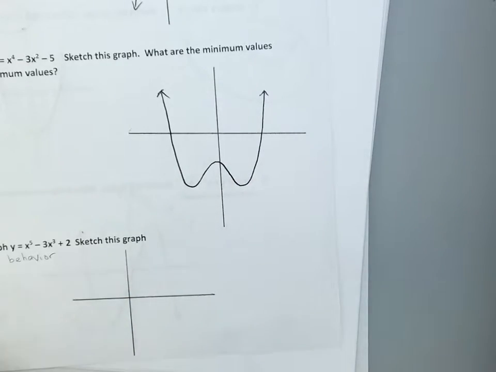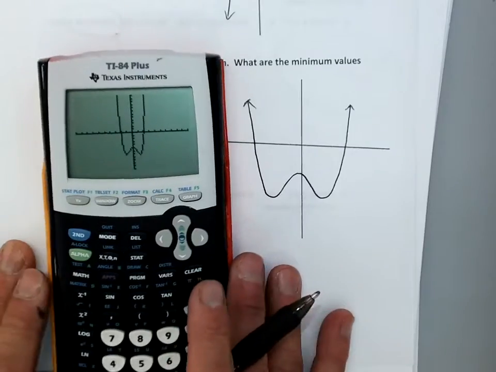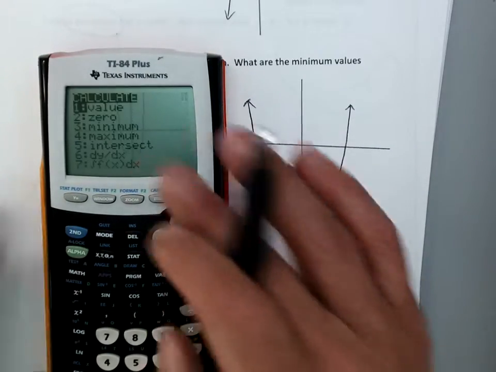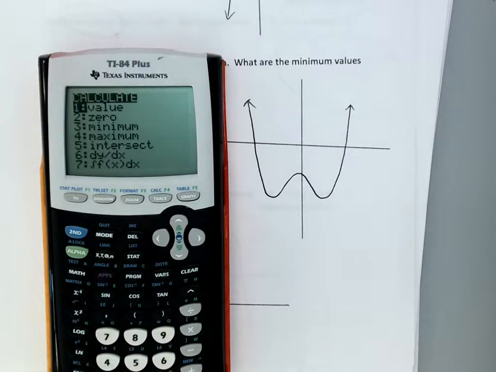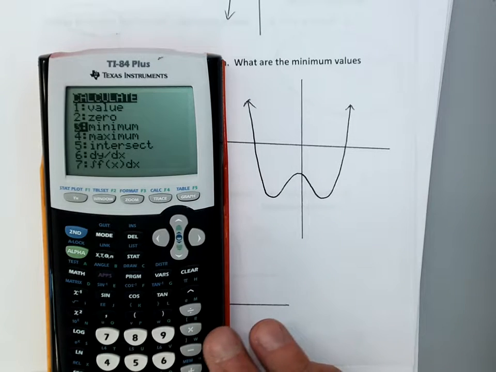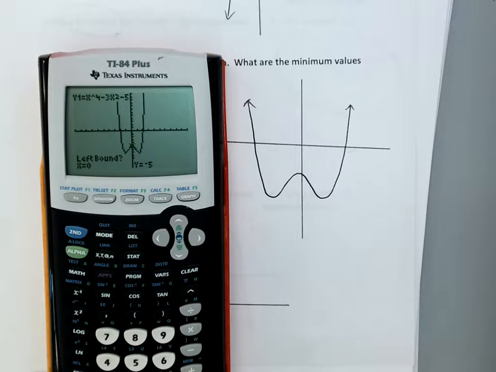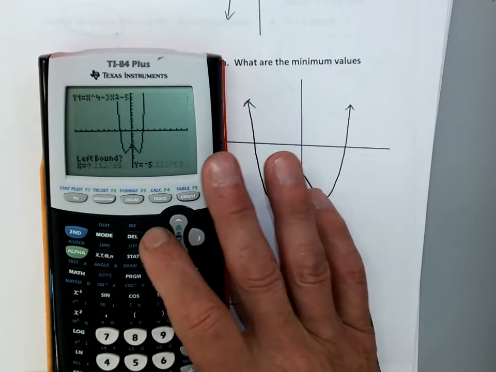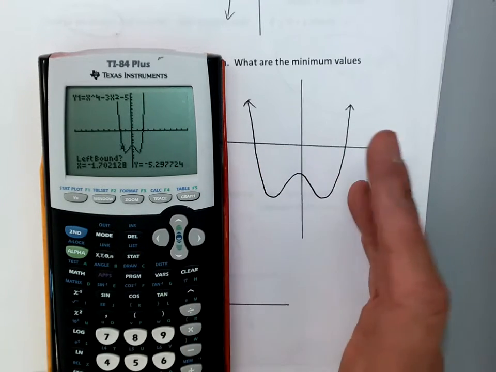Calculate. So let's go to second, calculate. We want this button here, let's calculate. Let's go to minimum, right? Let's go down to my minimum. Okay. My minimum is right there, so I'm on the left of it.